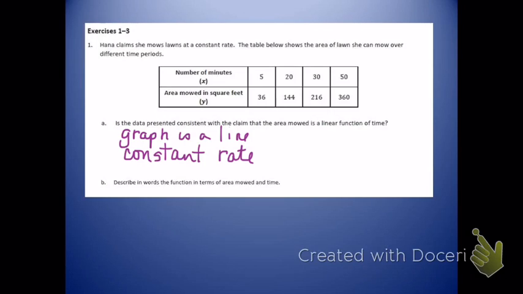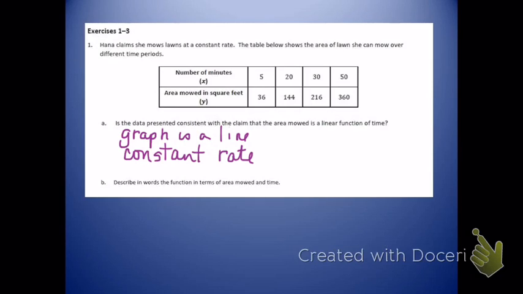If this is a constant rate, then it's going to be a linear function. Okay, and we'll see more numerically about that in part C and following. Okay, so for part B, describe in words the function in terms of area mowed and time.